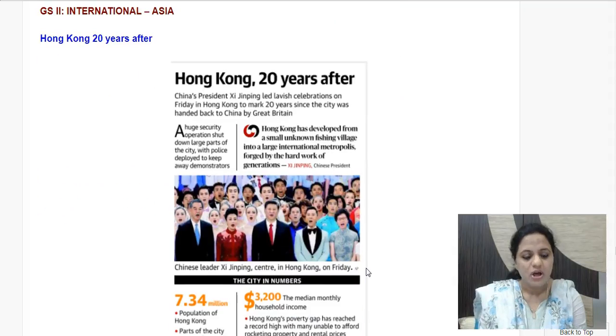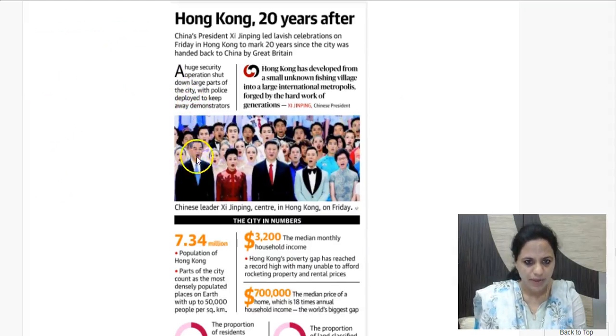Then next is Hong Kong 20 years after. So Hong Kong is actually part of China, it will be completely integrated into China, but it was only 20 years ago that it was handed back to China by Great Britain. So the 20 years completion of Hong Kong was celebrated here, and its details are provided.